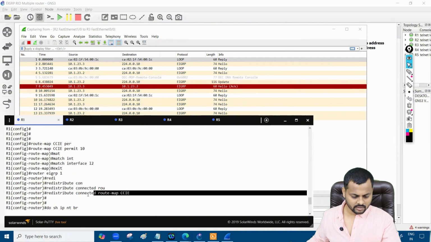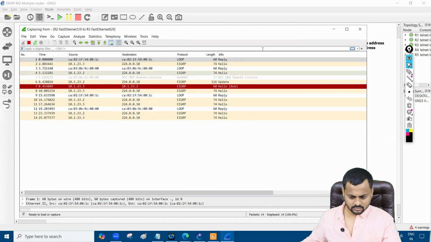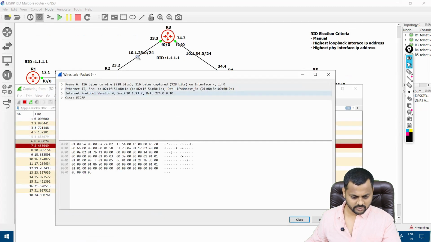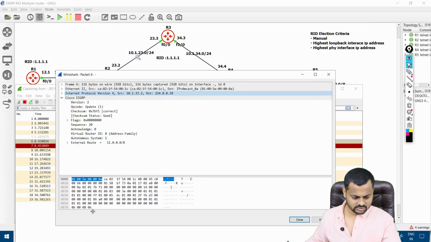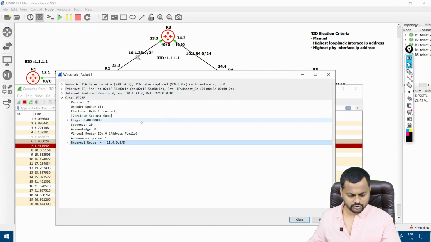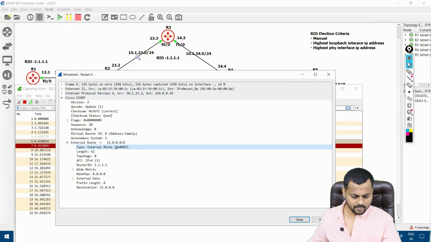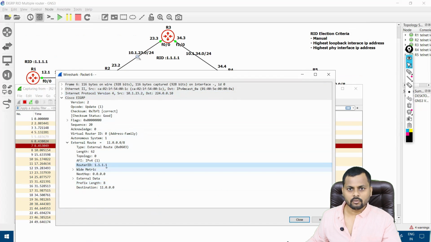And actually you can redistribute this route map. So now I can see that R2 is sending the update to R3, right? 23.2 sending the update to .10. And this is my external route, which is 11.0/8 right now. You expand this one, and this is the external route type we have. And this is the external route destination and the subnet mask information. The router ID is already 1.1.1.1, right? So it's sending the update to R3 right now.